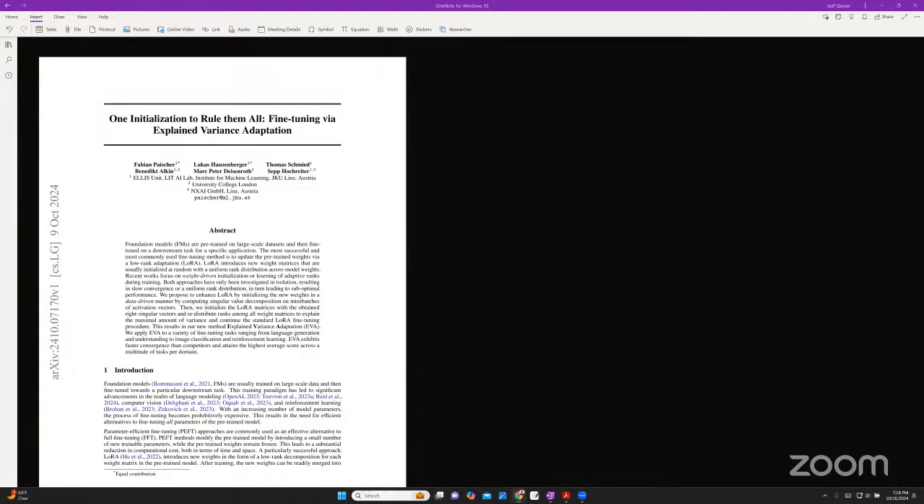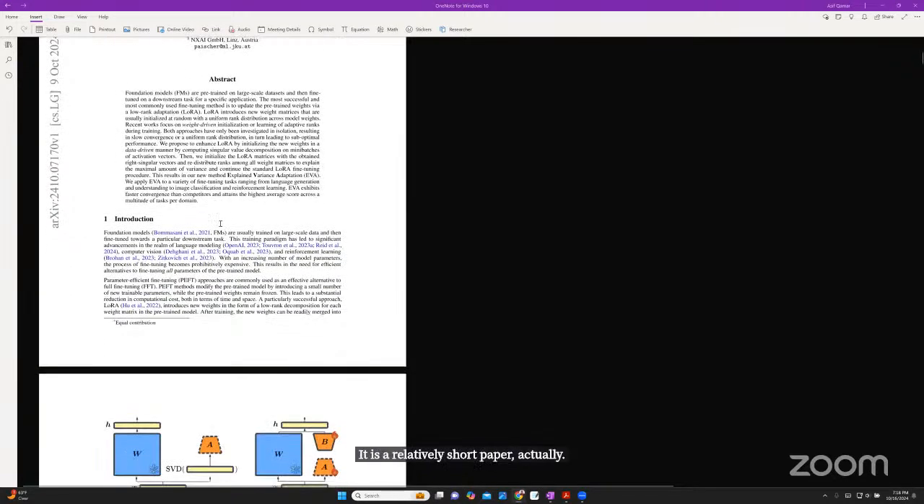All right, folks. The topic of today's paper is quite interesting. It says, "One Initialization to Rule Them All: Fine-tuning via Explained Variance Adaptation." It is a relatively short paper, actually, or rather a set of two papers.